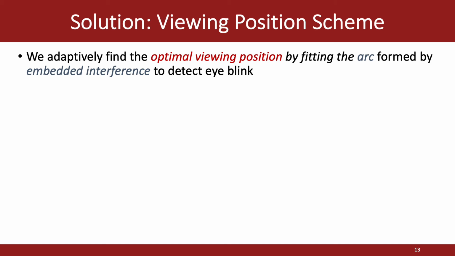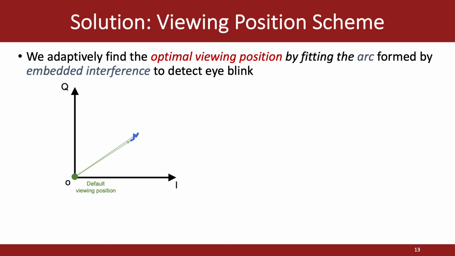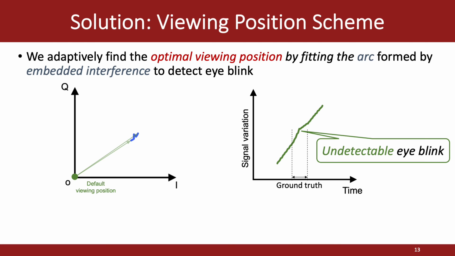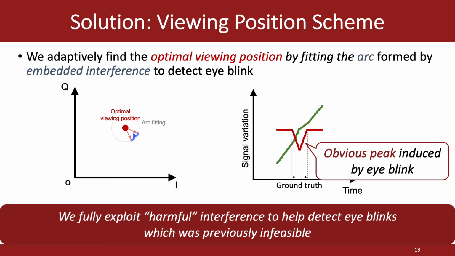Suppose we obtain a segment of eye-reflected signals. Previously, we cannot observe the eye blink. However, after changing to the optimal viewing position, we can observe this obvious peak induced by eye blink. This is how we exploit the so-called harmful interference to help us detect eye blinks, which was previously invisible.